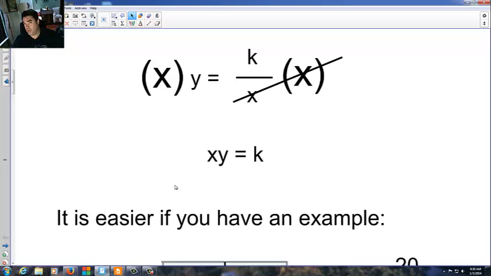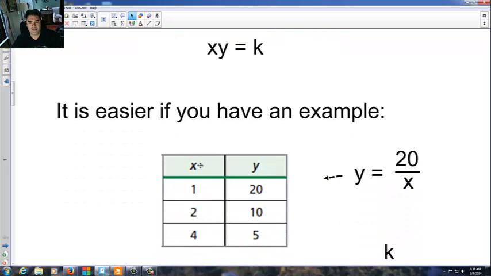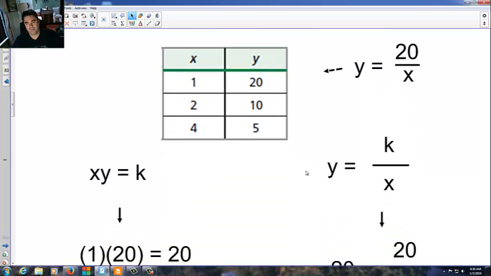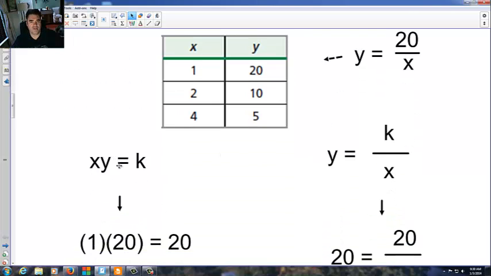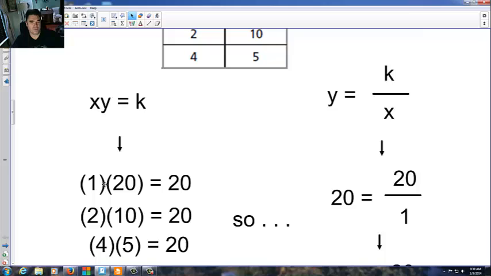It's easier if you have an example. Take this. If I have xy, when x is 1, y is 20. When x is 2, y is 10. When x is 4, y is 5. Why is that? Well, basically I'm saying that y equals 20 over x. Now why is that? Because 1 times 20 is 20, 2 times 10 is 20, 4 times 5 is 20. And if you notice here, xy, I just did that.